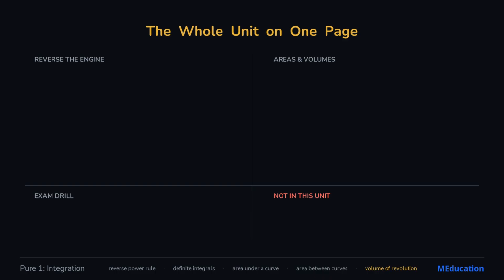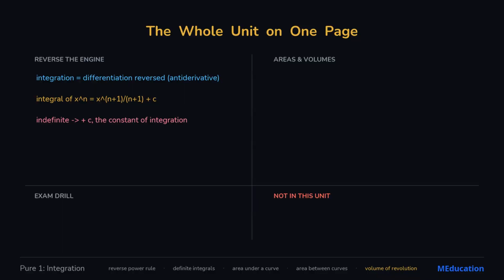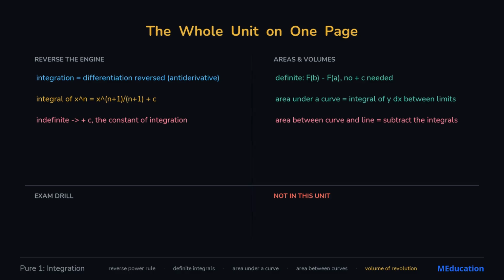Integration is differentiation reversed. It finds the antiderivative, the original curve a gradient came from. The reverse power rule does it in one move: raise the power by 1, divide by the new power, and tack on plus C, because differentiation destroyed whatever constant was there. That plus C is the constant of integration for any indefinite integral.